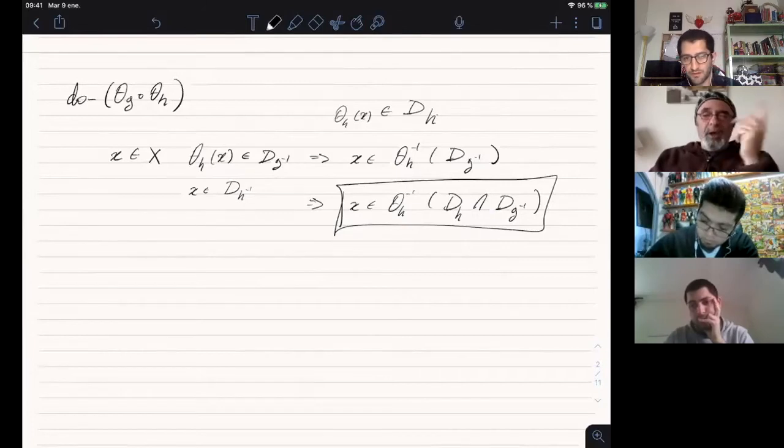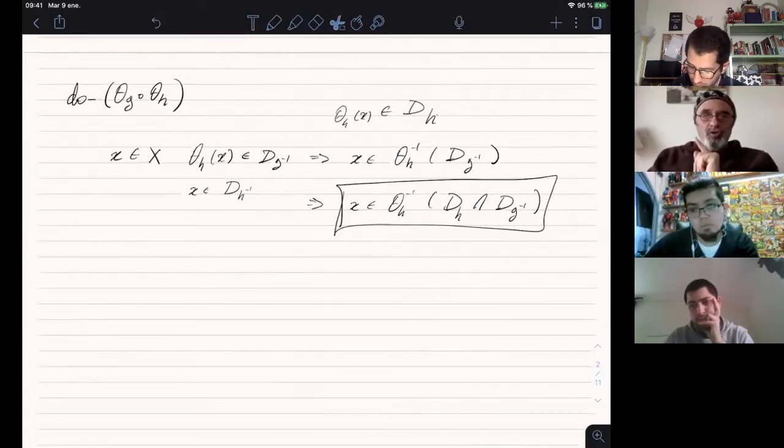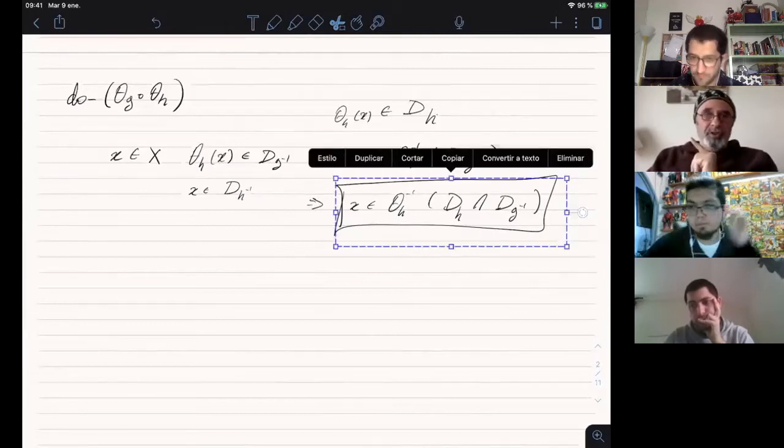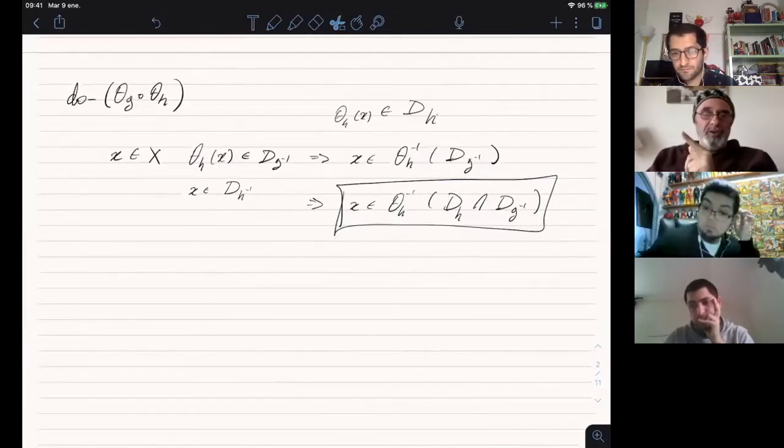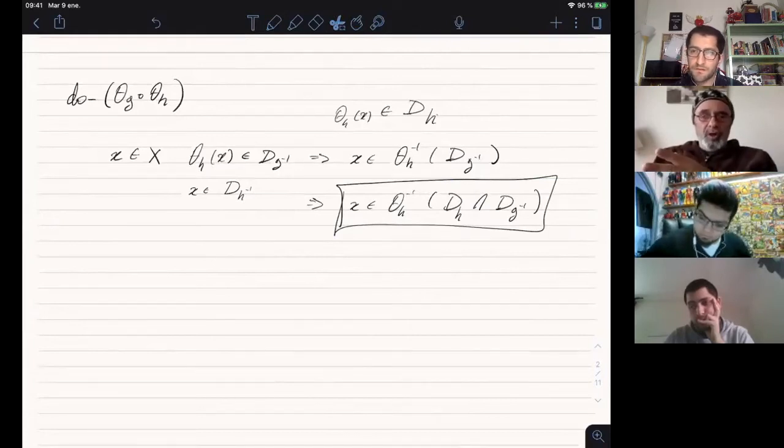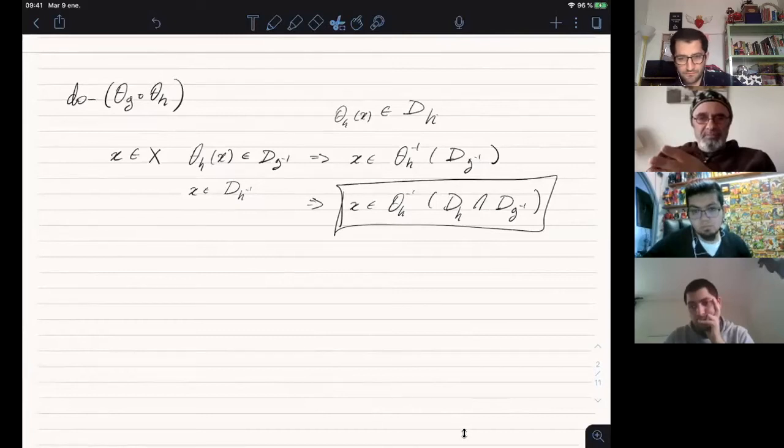Yes. And I also recall you, be careful with inverse images of intersections. Usually they are not the intersections of the inverse images, but this happens if the function is injective. And now it is injective, it is even a bijection. Yes. So you can afford to write even more than this. This is also theta h minus 1 of dh intersected with theta h minus 1 of dg minus 1 in this case. But it is not true in general. Intersection behaves in a strange way with respect to inverse images.